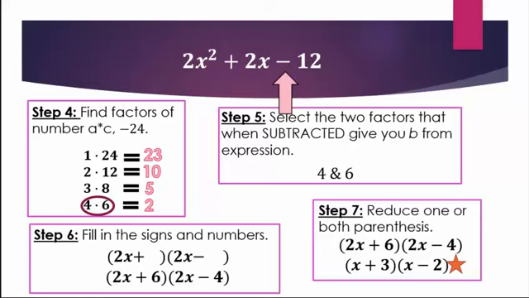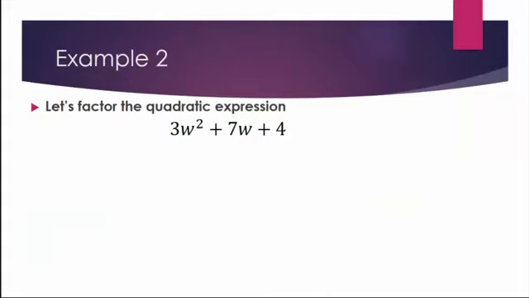So here we factor. Okay, let's go ahead and do another example. Let's try to do it a little bit quicker this time. So it says 3w squared plus 7w plus 4. Step 1, write the two sets of parentheses. If you notice, there's a number in front of w squared, so I'm going to put that number as well. 3w and 3w.